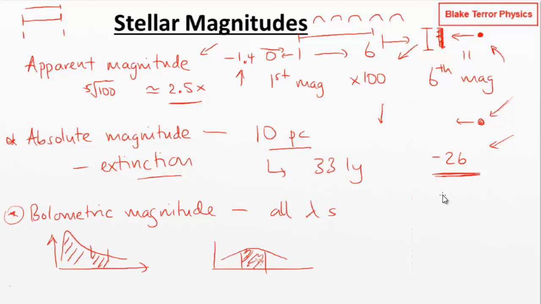But if we do absolute magnitude for the sun, then you're looking at sort of, I don't know, 4.5, 5, something like that, 4.5 or 5. So that would be the absolute magnitude of the sun.